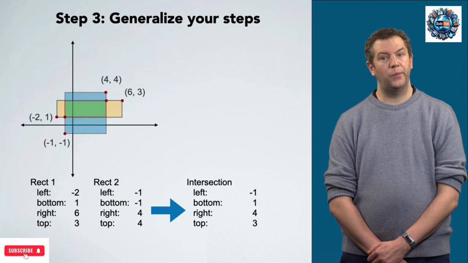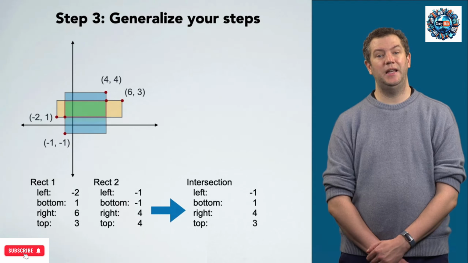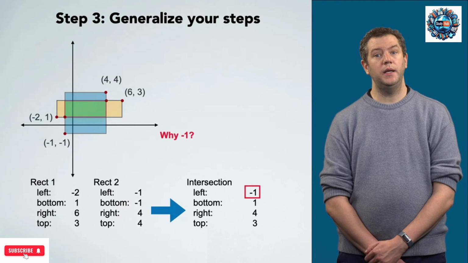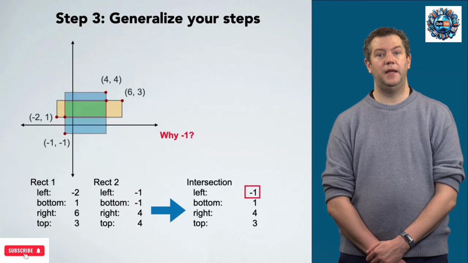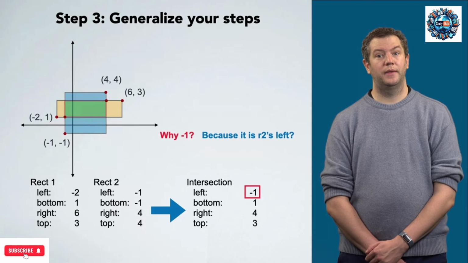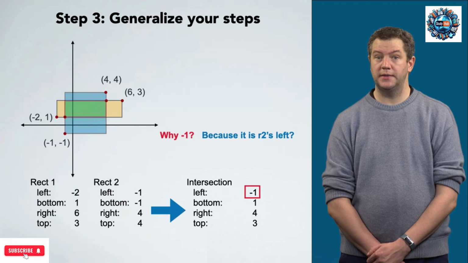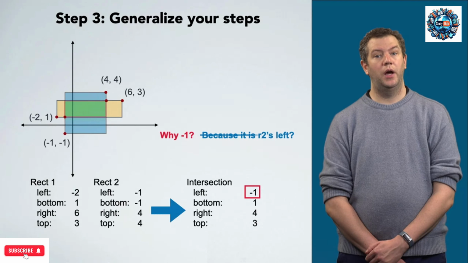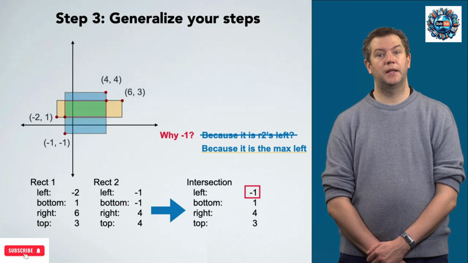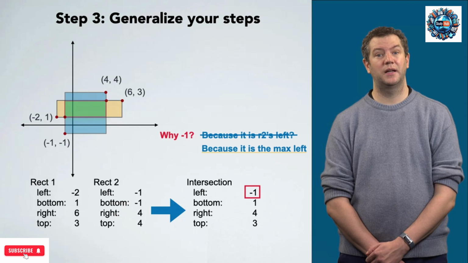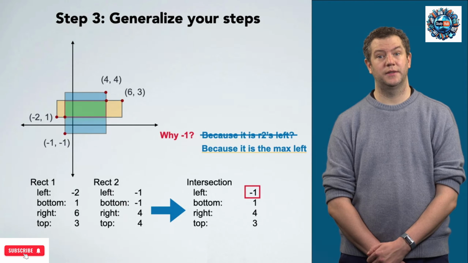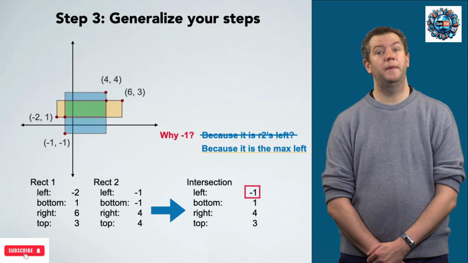Okay, now we are ready to generalize these steps to any pair of rectangles. Why did we pick -1 for the left side of the answer? We might think that this was because it was the second rectangle's left. But will it always be the second rectangle's left? No, it was only the second rectangle's left this time because the second rectangle's left is larger than the first rectangle's left. More generally, it will be the maximum of the two rectangles' left sides.